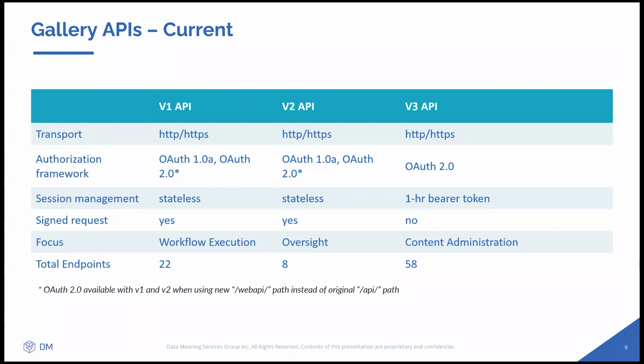The most recent one, the V3, is available on server version 21.4 or later. The basic difference between V1, V2, and V3 is the authorization framework. V1 and V2 are kind of old, and they only use OAuth 1.0. If you have 21.4 or later, then you are going to be able to use all the V3 endpoints, and you can also use OAuth 2.0 on all of them, right?